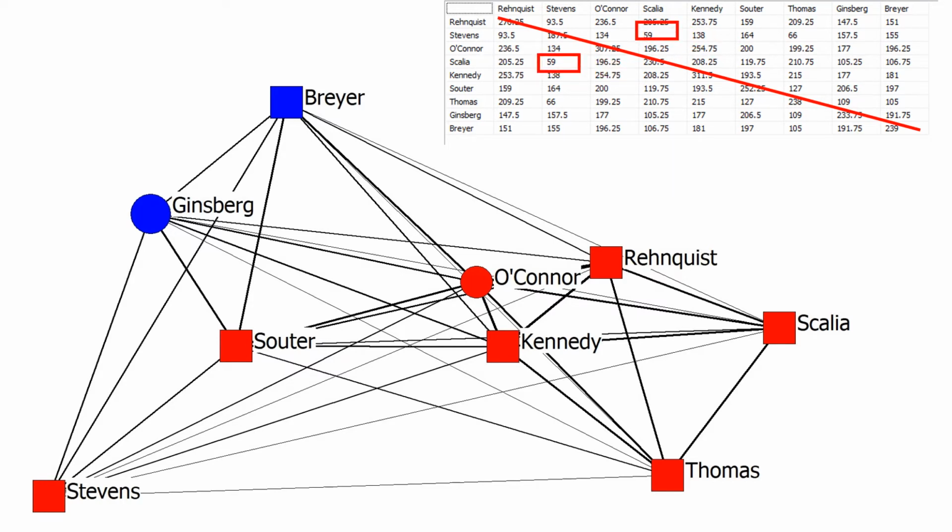Which pair of justices' decision has the lowest value of similarity? Stevens and Scalia. They are far apart from each other in this layout. This means their decisions were the least similar. If you look at the justice by justice matrix, you see that Stevens and Scalia's decision on only 59 cases were in agreement with the majority decision.